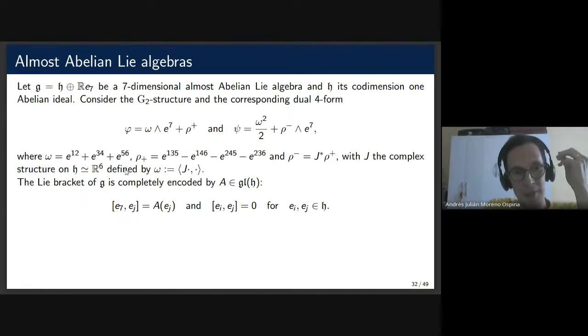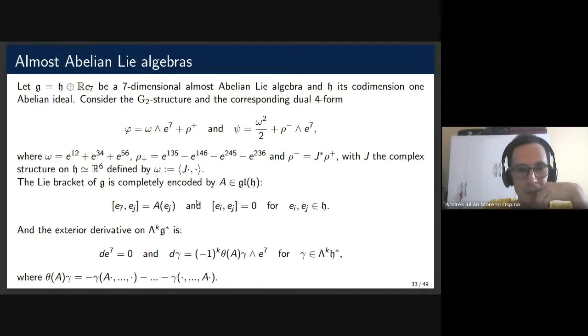And the important thing here is that these kinds of Lie algebras are completely encoded by the matrix in the Lie bracket. The bracket is given this way, and using this bracket, you can compute the exterior derivatives for any form, essentially using that the exterior derivative of e7, which is the orthogonal complement of the Abelian ideal, is 0, and for any other form in H the exterior derivative is given this way, where theta A of gamma is the infinitesimal action of the canonical action of endomorphisms on forms. It's the infinitesimal action of the pullback action.